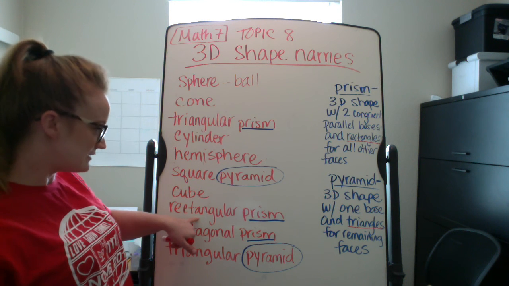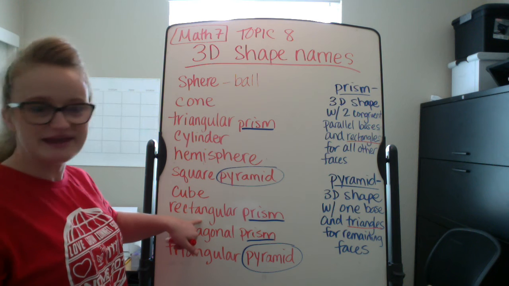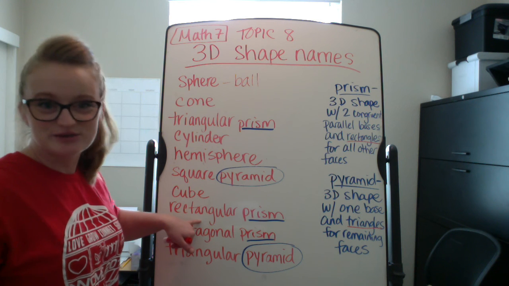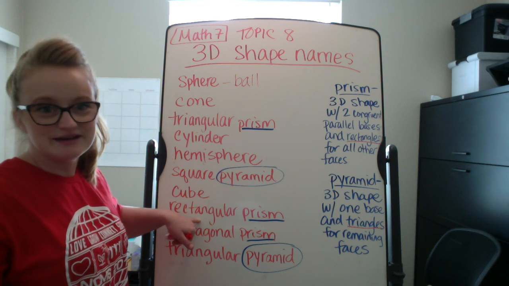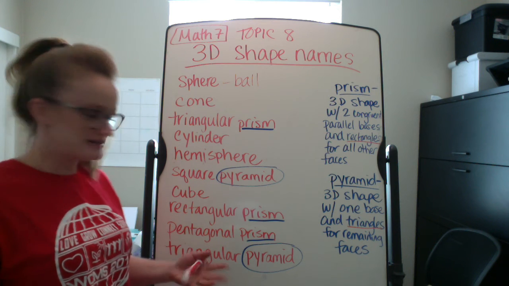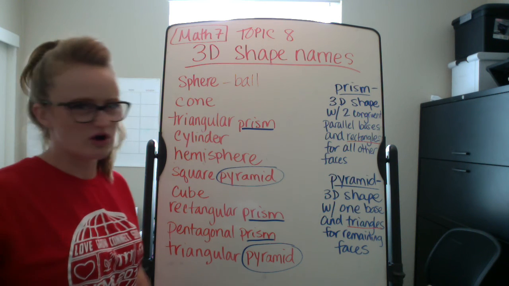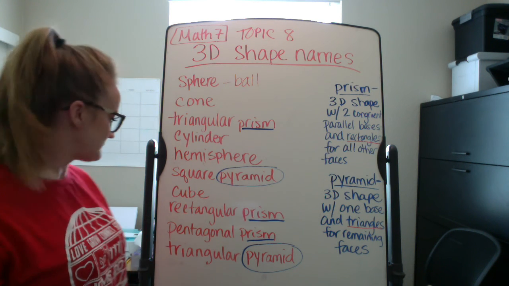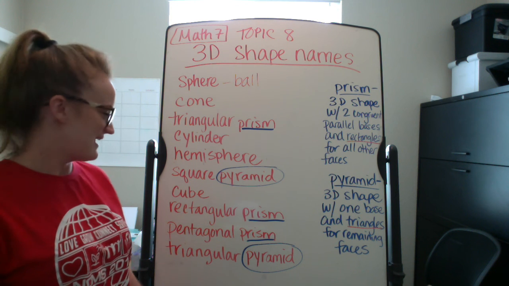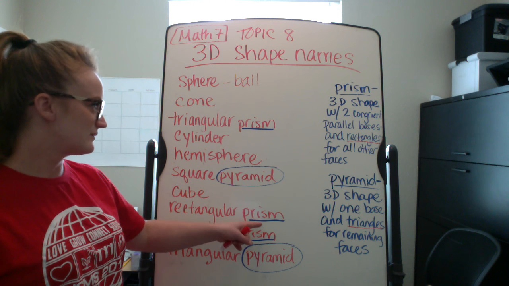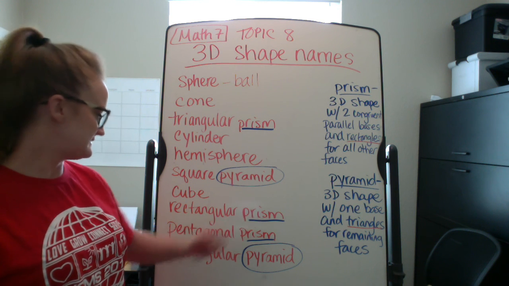Rectangular prism means a rectangle is the base, and then the rest are rectangles too. So now we're just taking that cube and making it not a cube by changing all the dimensions, right? So this is just rectangular prisms, or just all different kinds of sizes of boxes. And then pentagonal prism, a pentagon for the base, and rectangles for all the faces.